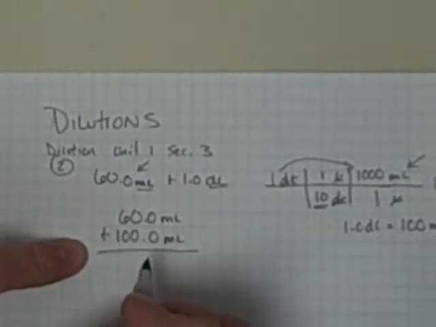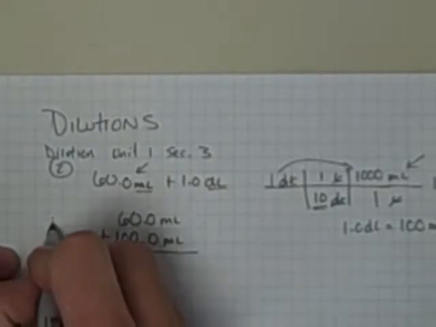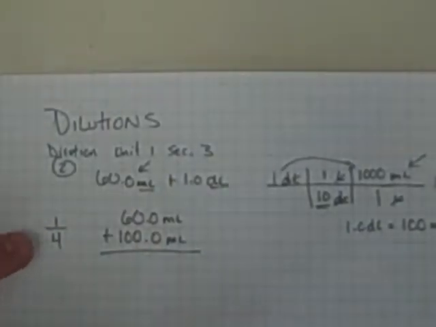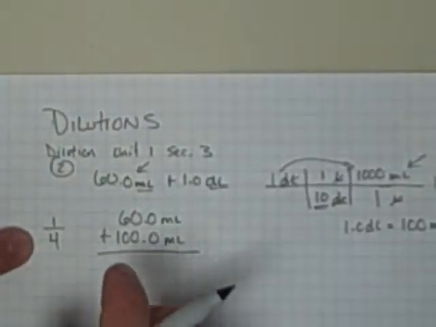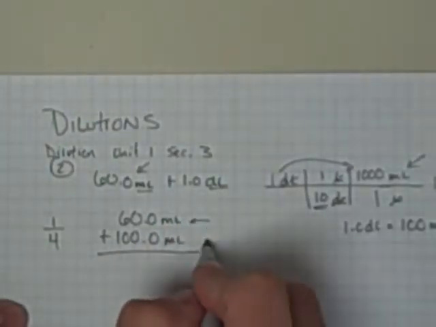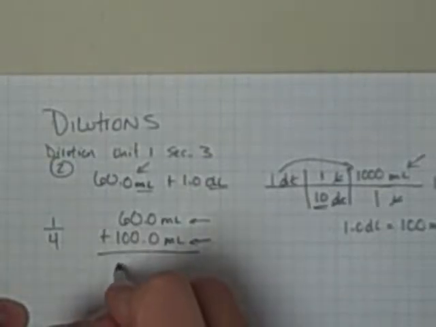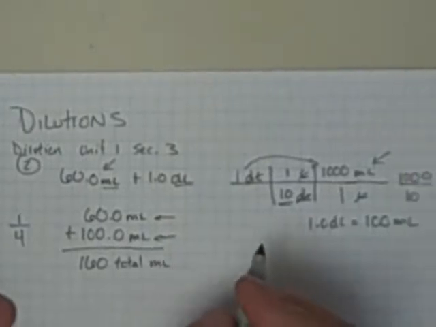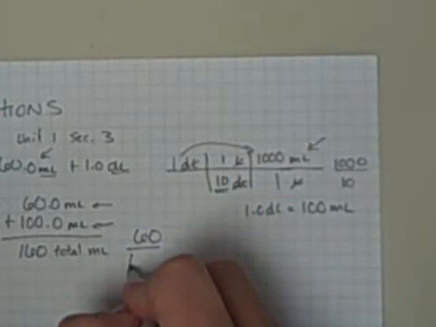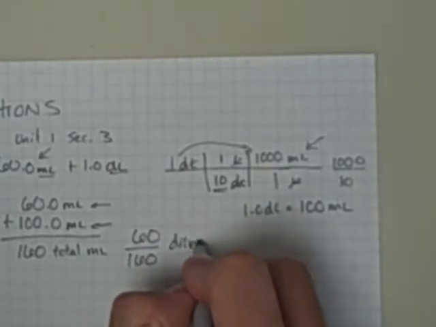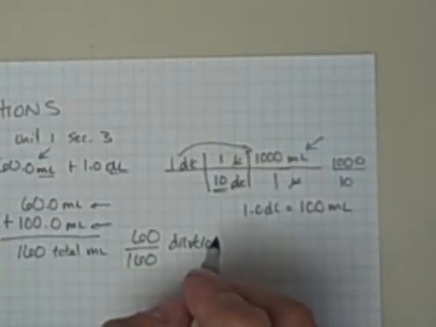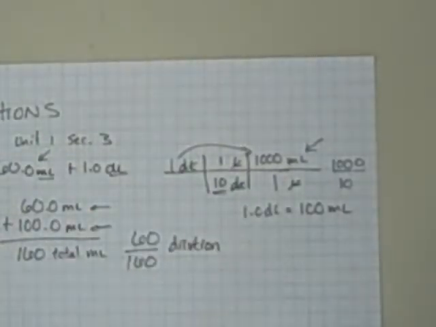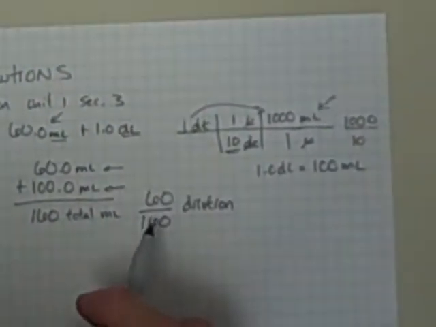So remember, when we're doing dilutions, we're going to express these as a fraction, like a 1 to 4 dilution. But a dilution like that, the 4 is always total parts. So 60 milliliters, whatever we started with, plus my 100 milliliters of water gives me 160 total milliliters. So now I can look at this as a 60 to 160 dilution. However, we don't typically work in numbers like 60 to 160. So we are going to convert this or simplify the fraction.